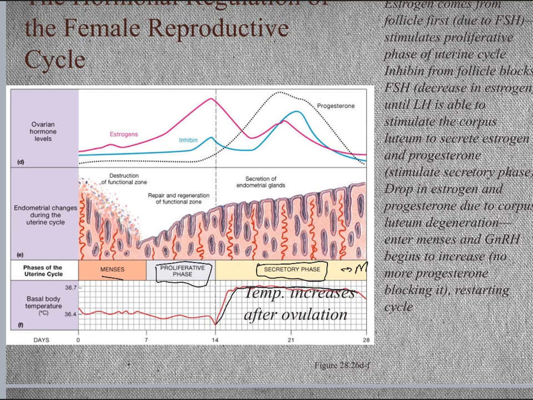As a result, a drop in estrogen and progesterone due to the corpus luteum degeneration is basically saying no pregnancy, no fertilization, and the corpus luteum will degenerate. We enter menses, and gonadotrophic releasing hormone begins to increase. There's no more progesterone blocking it, and we restart the cycle.